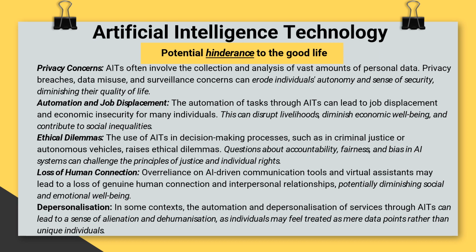When we look at general ethical dilemmas, the use of AITs in decision-making processes is actually really difficult to assess if there was going to be any bias or issues there. So using it in, say, criminal justice or autonomous vehicles, both of these raise ethical dilemmas. In terms of an autonomous vehicle, are they going to break a road rule to save a life? What kind of trade-offs does it have, and how does it utilize these so that such decisions can be made for an autonomous vehicle? So questions about accountability, about fairness, about bias in these systems can challenge the principles of justice and individual rights.